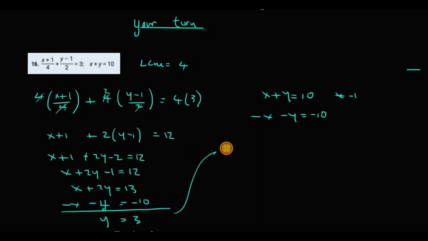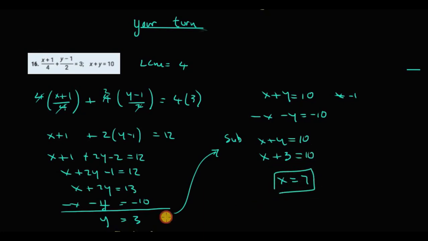Now I need to sub that into one of my equations. I'm going to pick x plus y is equal to 10. So x plus y is equal to 10. And y is equal to 3. So x plus 3 is equal to 10. So x is equal to 7. So that's my solution. x equals 7 and y equals 3.